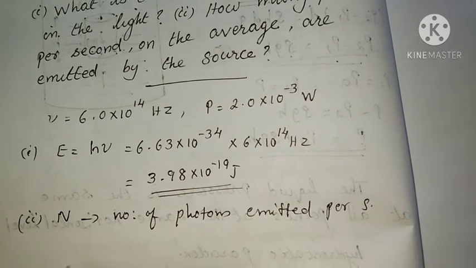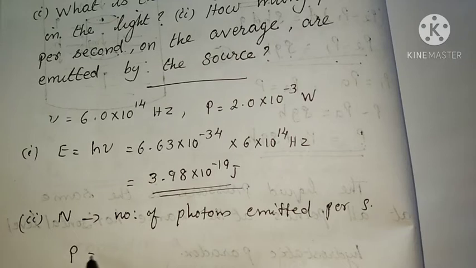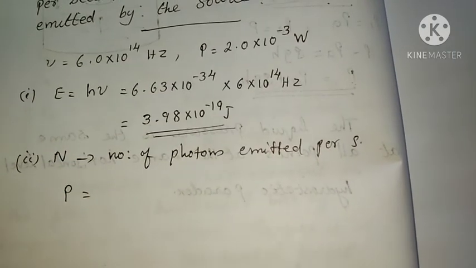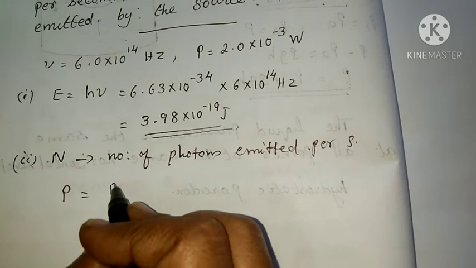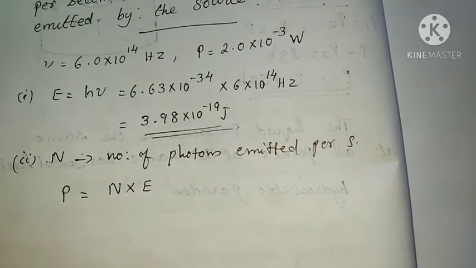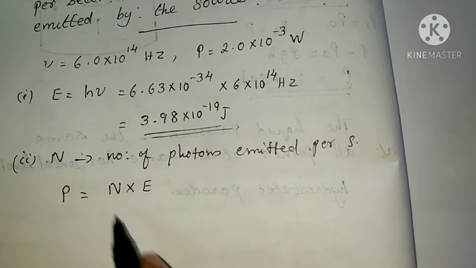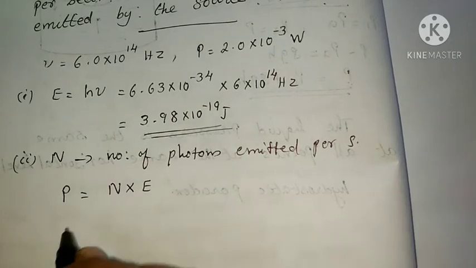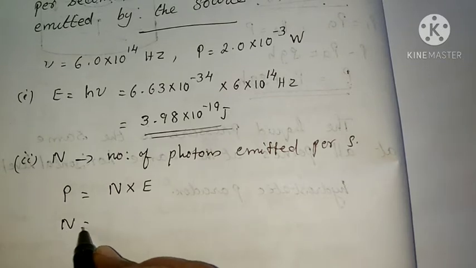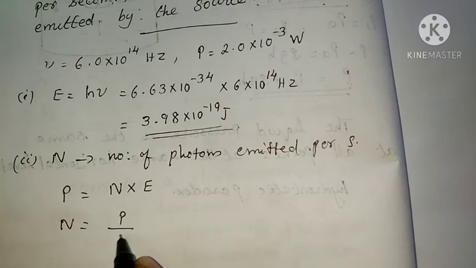So power emitted, or power transmitted in the beam, that is P equal to number of photons emitted into energy of each photon. That is P equal to N into E. So we can find out the number of photons emitted per second, that is N equal to P by E.